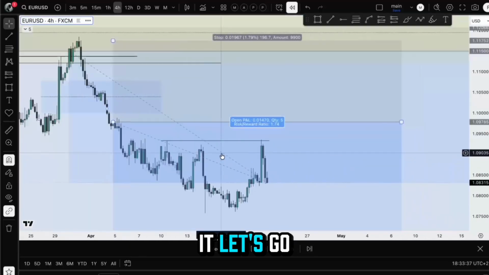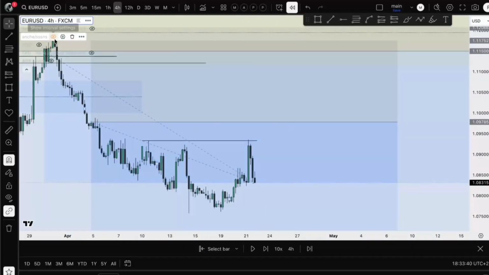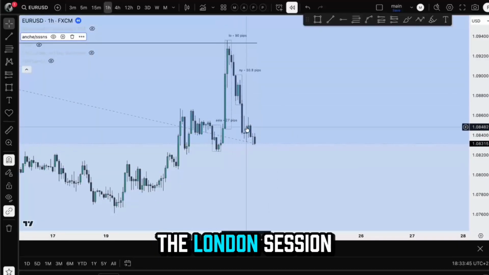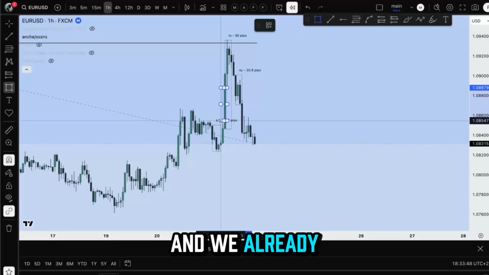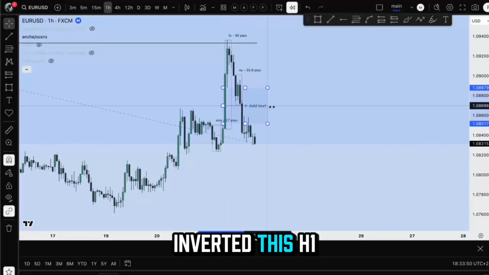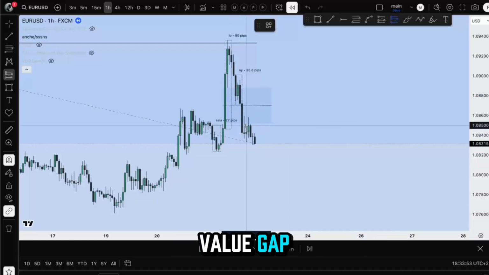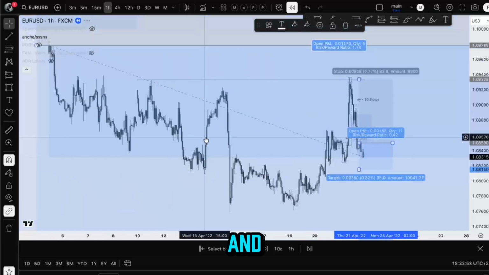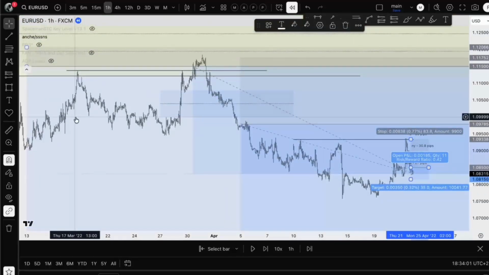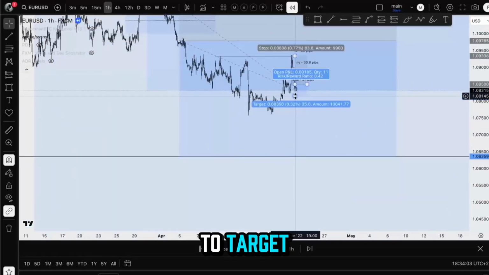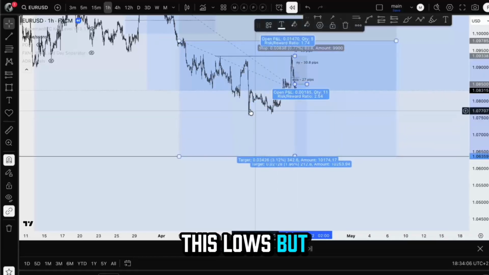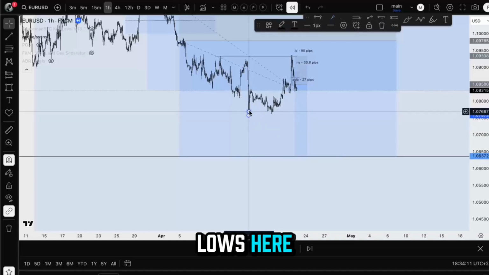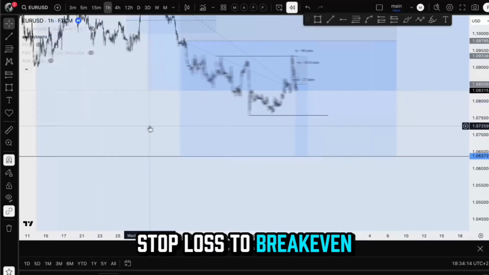Let's go to the lower time frames. This was in the London session, and we already inverted this H1 fair value gap. We could have entered around this level, okay, and we are going to target these lows, but once we take these lows here, we are going to move the stop loss to break even, okay?